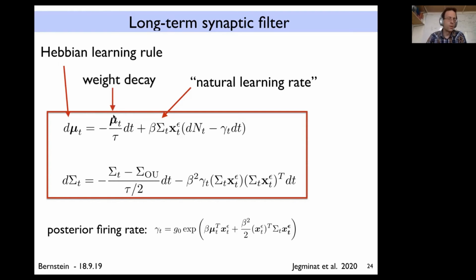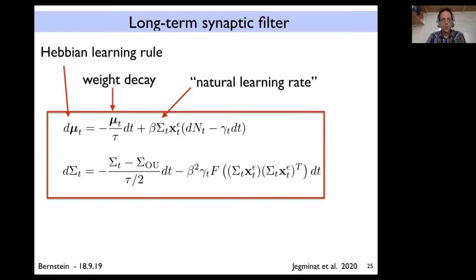You also have some weight decay, which attracts the weights back to 0. Your covariance matrix also has its own evolution, and the stronger the input, the more it will make the posterior covariance matrix collapse within one direction. At the end, if this is constant, this will be an eigenvalue of sigma.